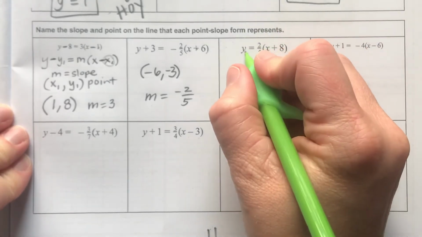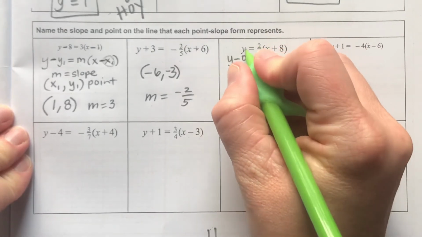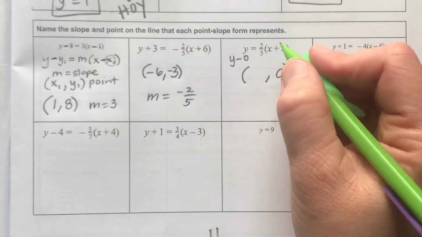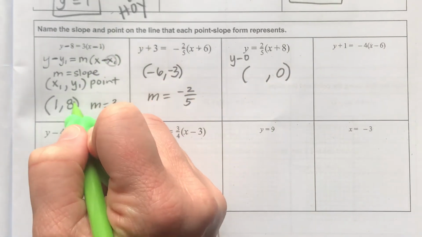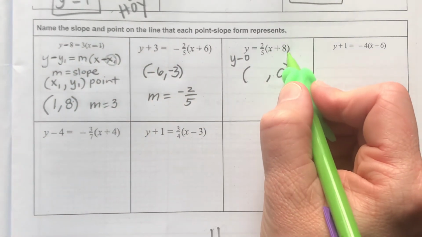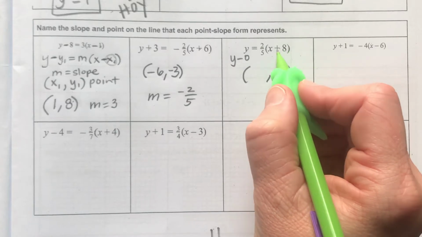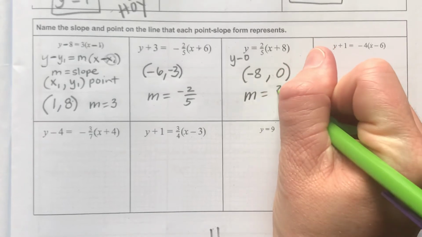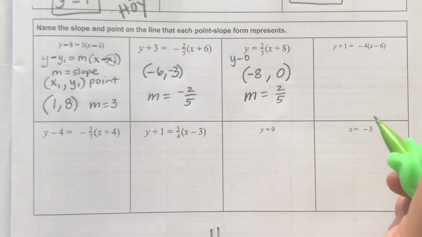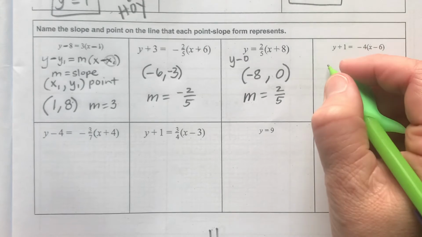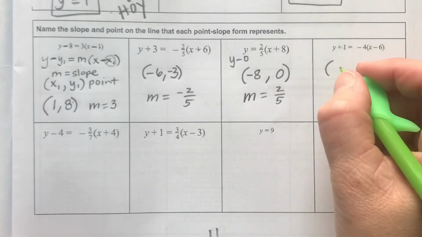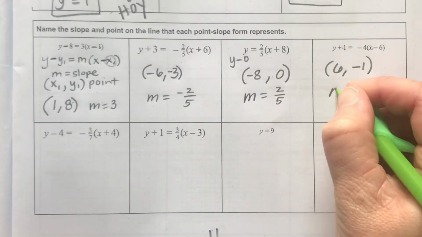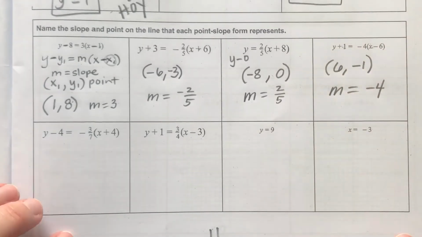Here, you'll notice that there is nothing being subtracted. There's no number. So the y value of our point is going to be 0. And then again, like I said, the signs are opposite for our point as they are in our equation. So this is going to be a -8 for the x value here, and our slope is a 2/5 fraction. Now this one over here, our point, again opposite of what you see in the function, would be +6 for our x, -1 for the y, and our slope is -4.